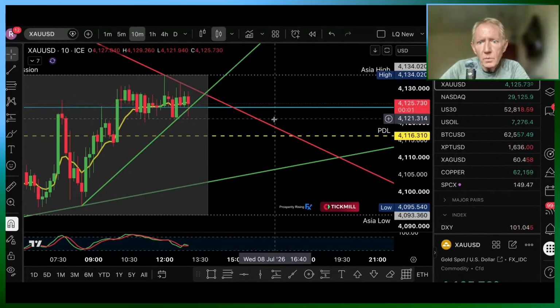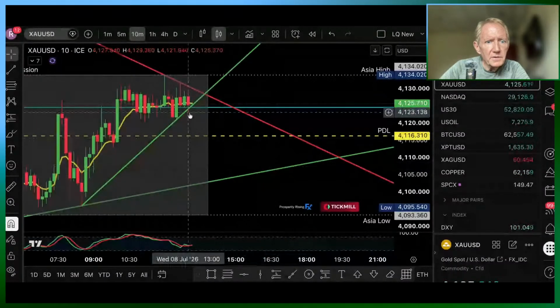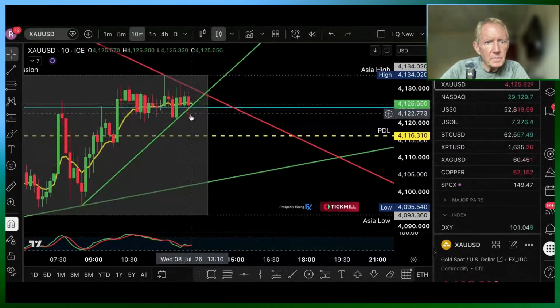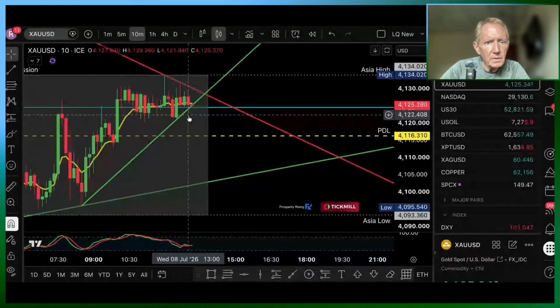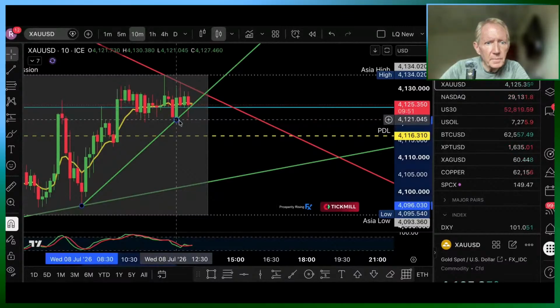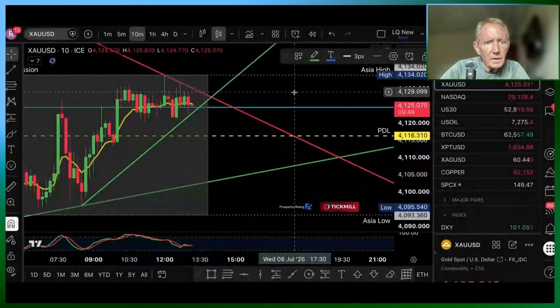Okay, so 1 second. Okay, this is not a short trade for me. You see, it didn't close below the trend line. So now I'm going to adjust my trend line and we start again.